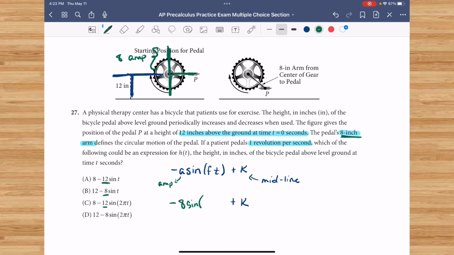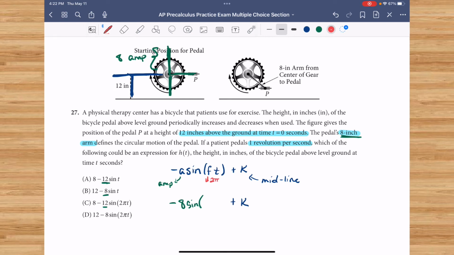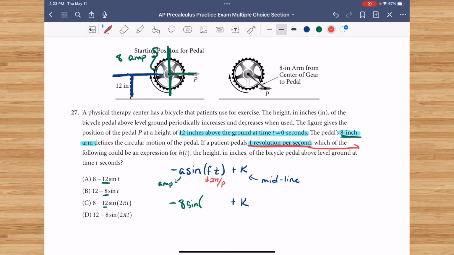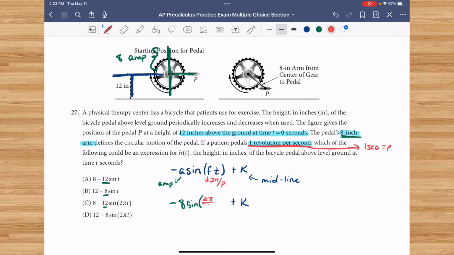And for my frequency, in order to determine it, I need to look at 2 pi divided by the period. In this problem, we have 1 revolution per second. So our period here is 1 second. So to calculate my frequency, I'm going to do 2 pi over 1 and then my argument t.